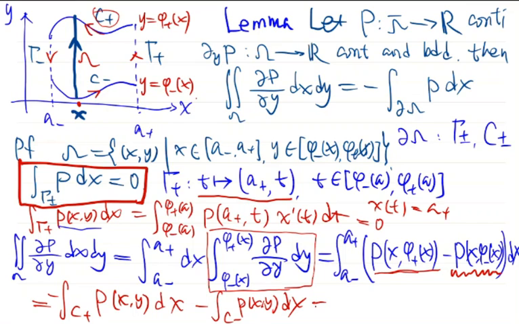Okay, so this is the integral of p(x,y) dx, and we have a minus sign. The minus sign comes from here; these two give us the minus sign. The boundary consists of 4 parts. In addition to C plus and C minus, we also have gamma plus and gamma minus. But the integral along the gamma parts is 0. Therefore, the sum of the integrals over C plus and C minus equals the integral over the whole boundary. So this proves our lemma. Okay.